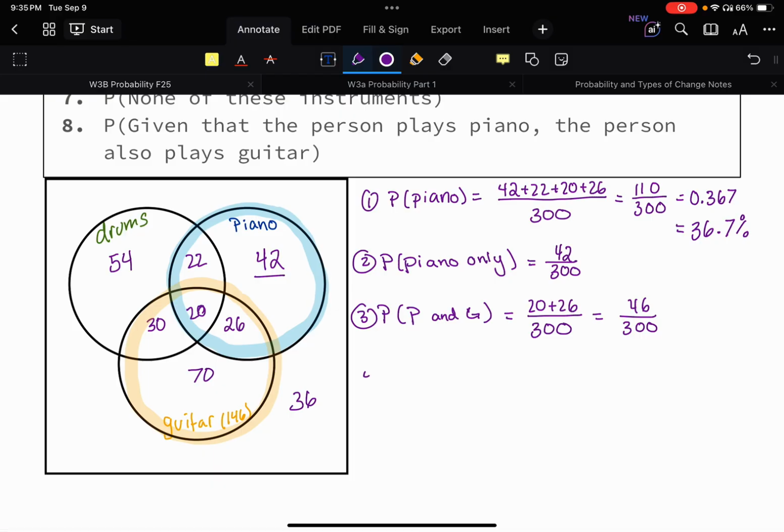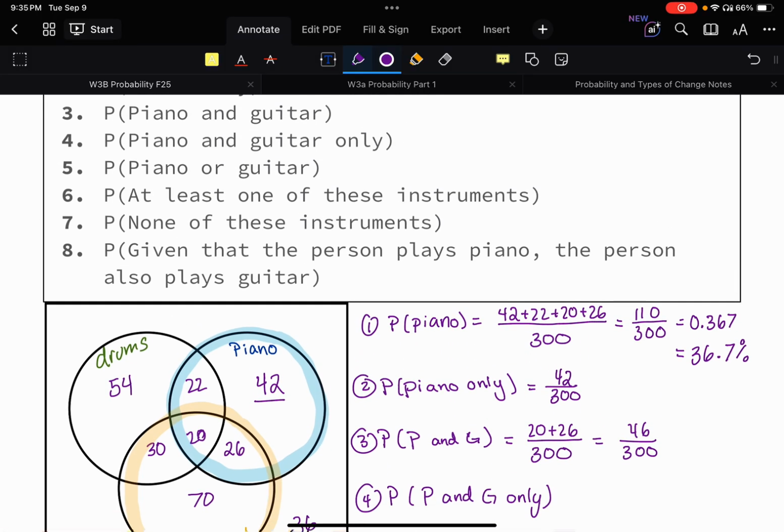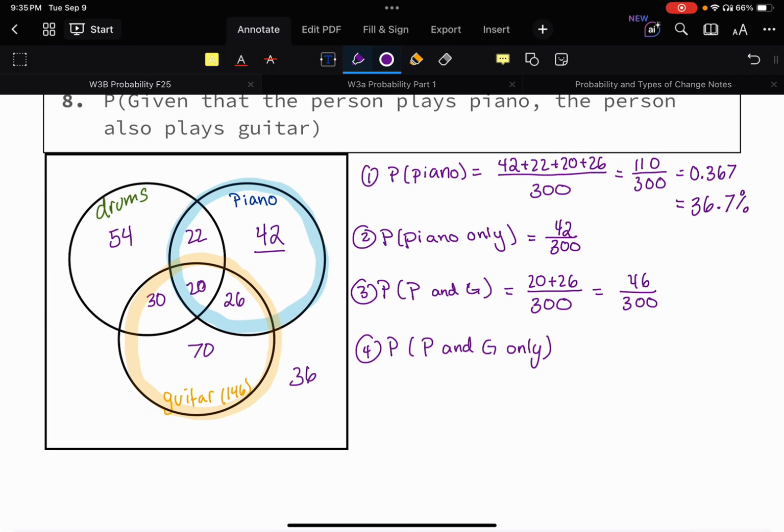Moving right along, versus piano and guitar only. Remember, now we're ruling out anything in the drum circle. So that 20 now goes away, and it's just the 26 out of 300. So this should be similar to some of the earlier problems where we were practicing just pulling those numbers from the Venn diagram and writing percentages. Guess what? It's the same thing. We're just giving this a new name. Now, instead of asking what's the percentage of people who fit in that group, I'm now just changing the question to what's the likelihood that someone plays the piano and guitar only who's at this Taylor Swift concert.